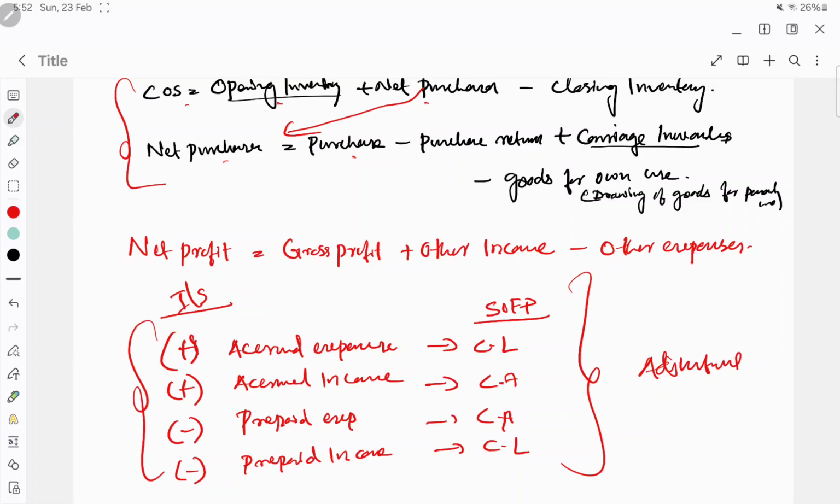If it is accrued expenses, it is added. If it is accrued income, it is also added. All accrued will be added, and prepaid will be deducted. In the statement of financial position we will consider that. I will explain in that video.